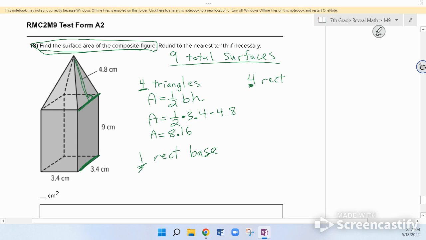Now, that gets me 1 triangle. So what do I have to do to get all 4? I have to multiply that by 4, and I get 32.64. That took care of my 4 triangles.